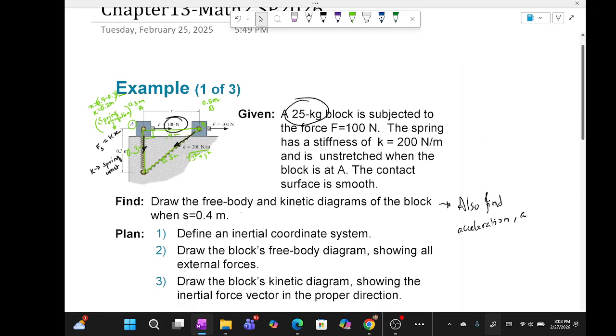So we have a 25 kg block subjected to a force of 100 Newton. As you can see, that force here is 100 Newton, right? Everybody? All right, that block is 25 kg. And then it says it's attached to a spring, which has a stiffness of 200 Newton per meter, and it is unstretched when the block is at A.